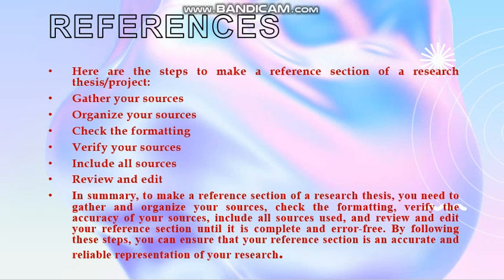Number 1, collect your sources, organize your sources, check the formatting, verify your sources, include all sources, review and edit. In summary, to make a reference section of a research thesis, you need to gather and organize your sources, check the formatting, verify the accuracy of your sources, include all sources used, and review and edit your reference section until it is complete and error-free. By following these steps, you can ensure that your reference section is an accurate and reliable representation of your research.